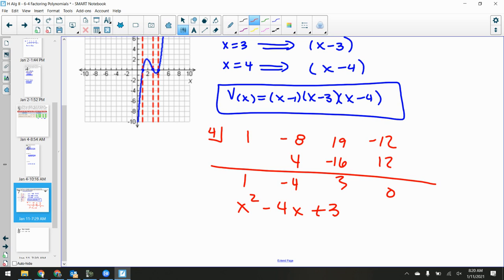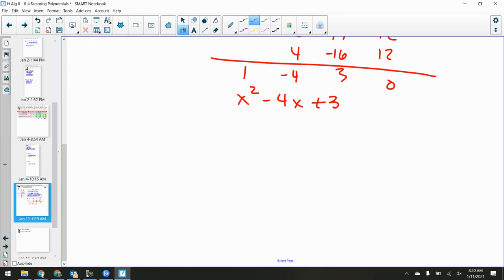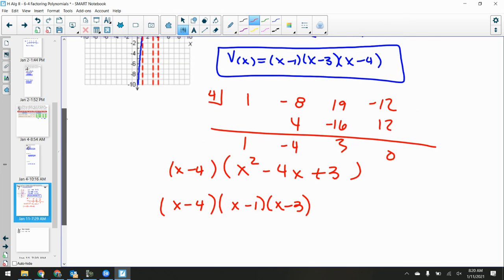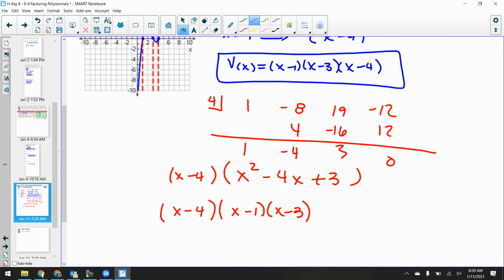Can I factor that? Yeah. So essentially what I'm doing here is I'm taking x minus 4 and factoring it out, and that's what's left over. And since I got it down to a quadratic, I can factor that down even more. So this turns into x minus 1, x minus 3, which only verifies our results from our graph.